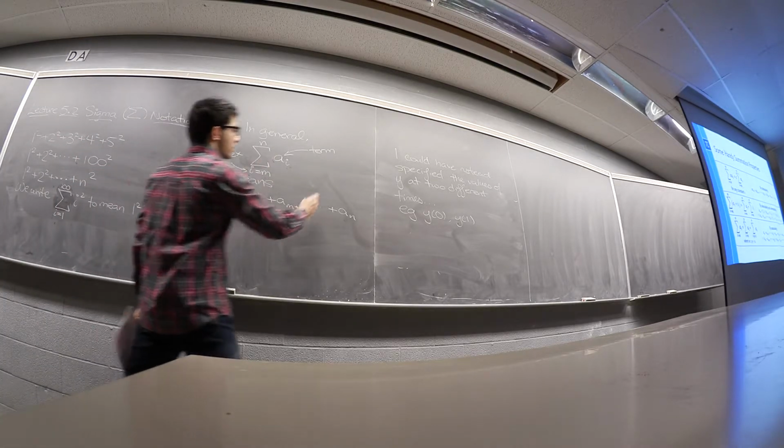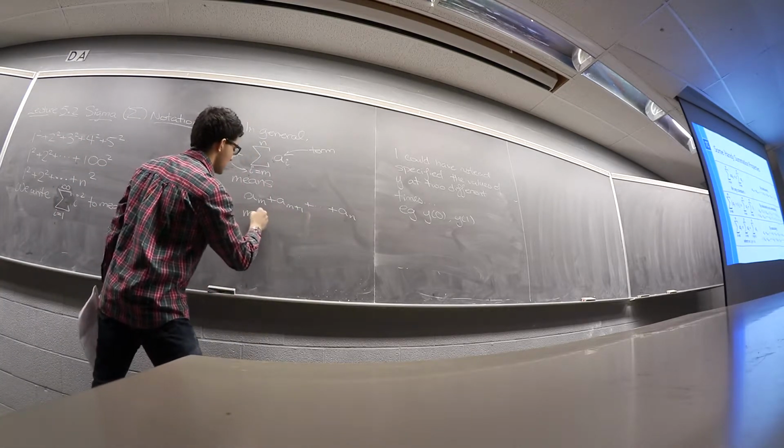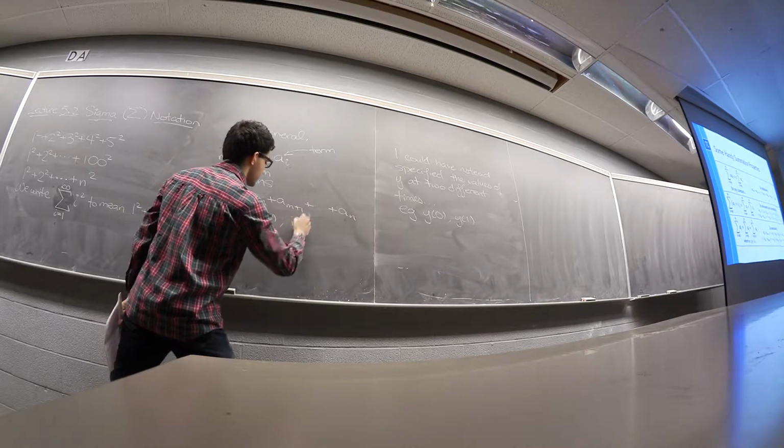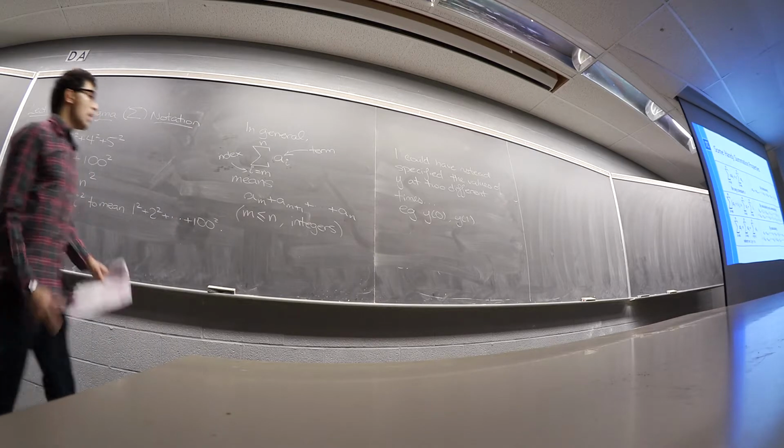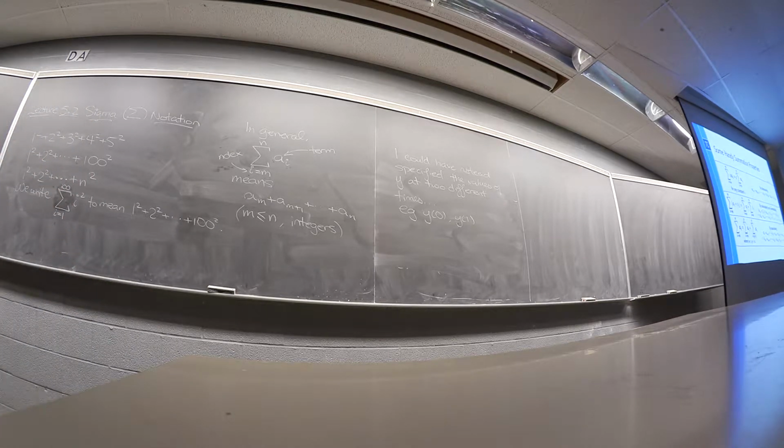Obviously, m and n have to be integers, and m has to be less than or equal to n. Again, we'll do examples. Notice all we're doing is adding up the terms in a sequence. Remember, sequences have a similar kind of notation. We're adding together the terms of a sequence.